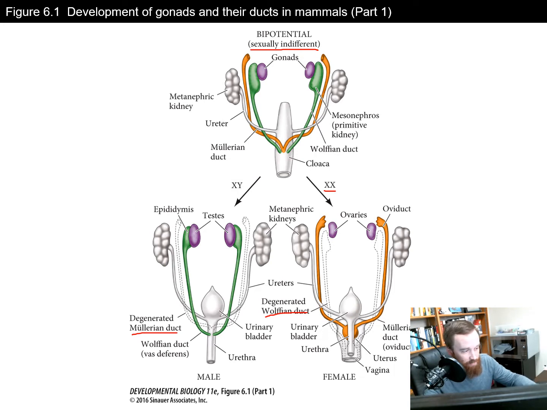And once this happens, hormones from the gonads will cause the external genitalia to develop either in the male direction into a penis and scrotum, or in the female direction into the clitoris and labia majora.